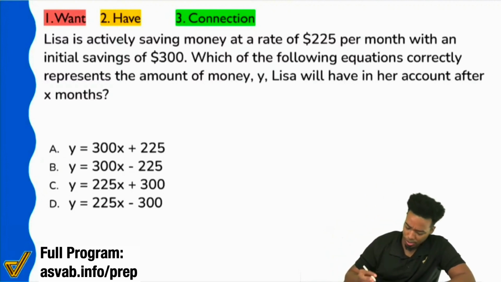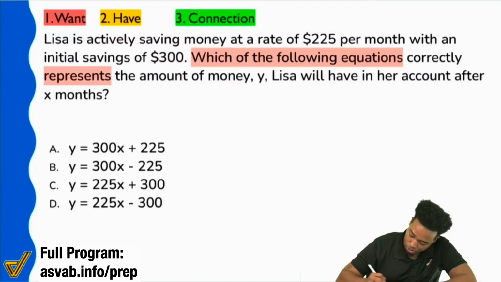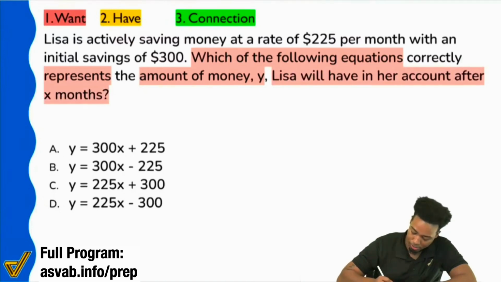Let's get to work. Right here it says, hey, which of the following equations correctly represents the amount of money Y Lisa will have in her account after X months? Let's take it nice and slow here. So here's what we're going to do. We're going to highlight that in red right there. What do we want? We want to know which of the following equations represents the amount of money, Y, that Lisa will have in her account after X months.